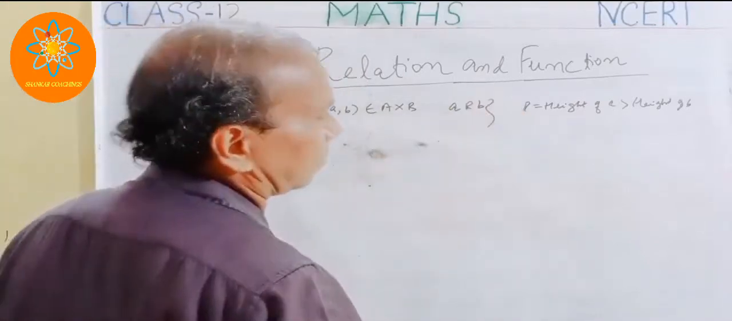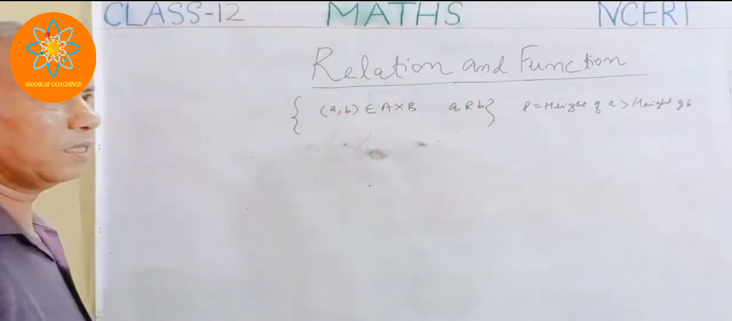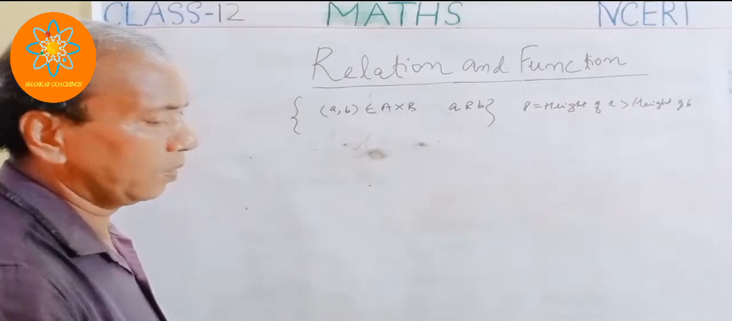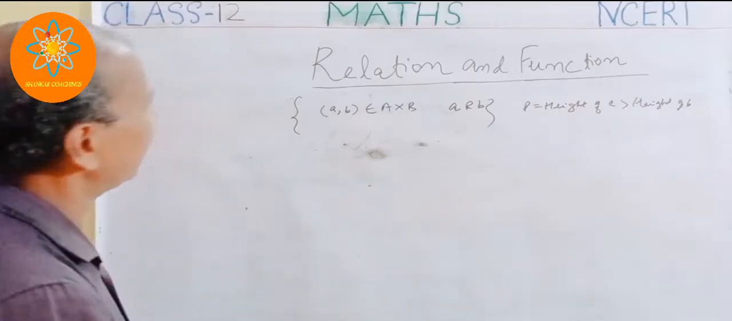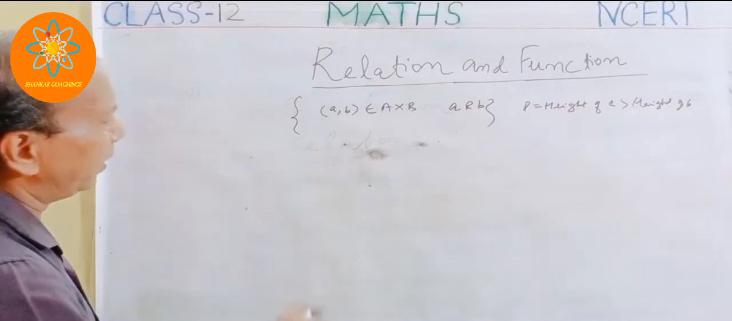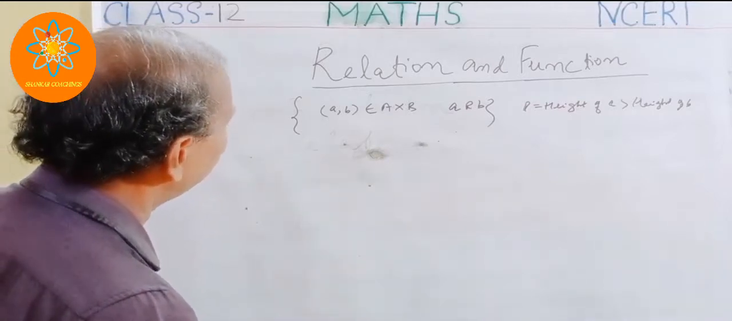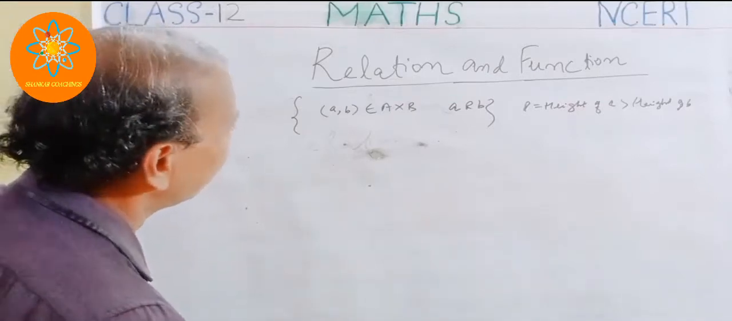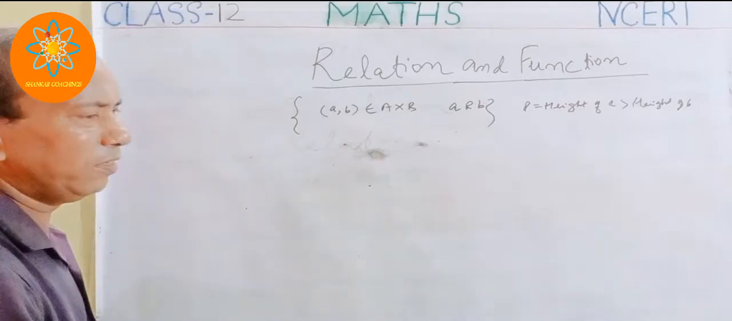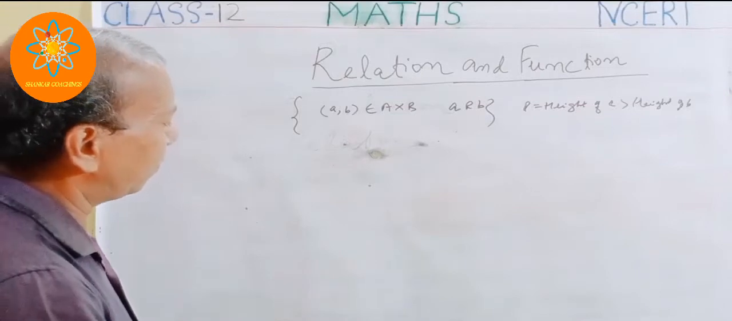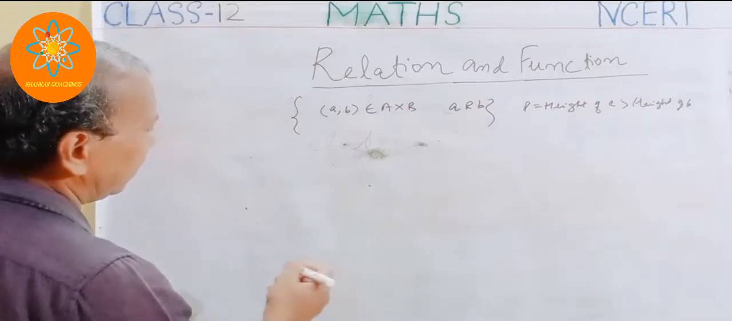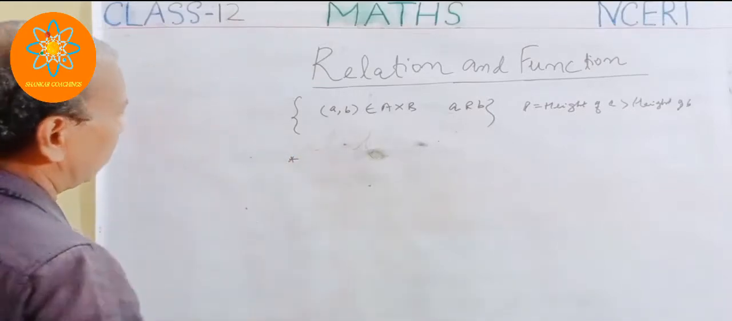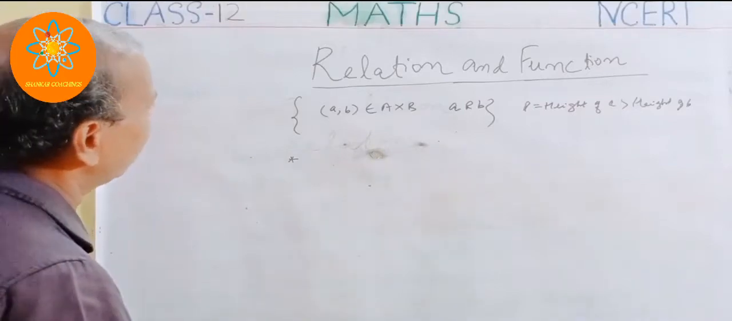And what about the function? Function is nothing but a special kind of relation. We will discuss later on. Then binary operation is there. So in the binary operation, we take two numbers and then we discuss different operations like addition, subtraction, multiplication, division. So that is all about the binary operation. We generally denote the binary operation by this star mark. So this is all about the introduction of this chapter.